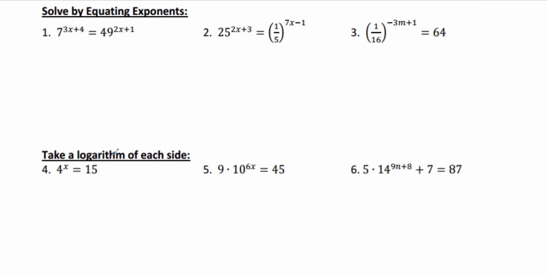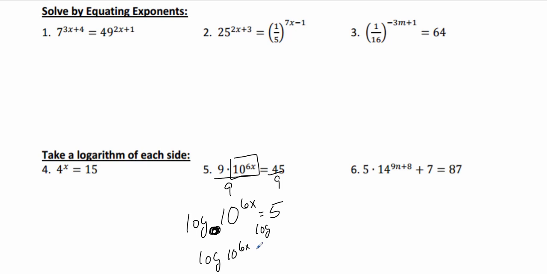Remember the first thing I said on this particular instance, I said I want to isolate the base with the exponent. So the base is 10 with the exponent of 6x. So I'm going to divide both sides by that 9 there. I get 10 to the 6x equals 5. Now I isolated it, so now I'm going to introduce a log. What's my base? Well, it's going to be base 10. But remember, I don't actually have to write it because log base 10 is understood. Okay, so I get log of 10 to the 6x equals log of 5.